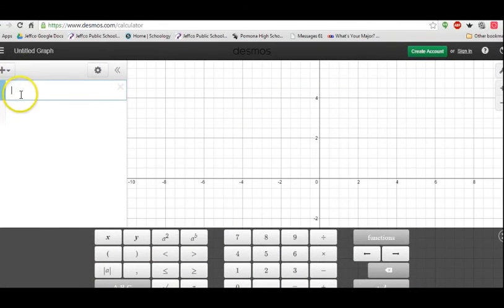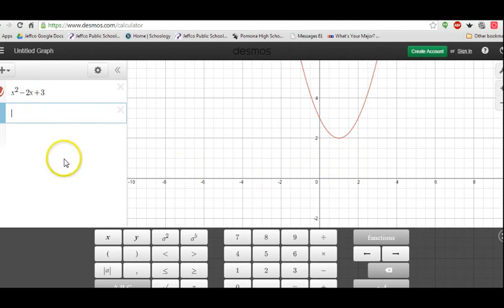So if we do x, and we can use that caret key that we've used before. When I used the caret key, it automatically made it an exponent, but they actually have them down here as well, you'll notice. So x squared minus 2x plus 3, if I hit enter, actually I don't even have to hit enter. I can, and it'll go to another line here, but it graphs that parabola for me, and I'm looking for the y-intercept. And in this case, the y-intercept is 3.